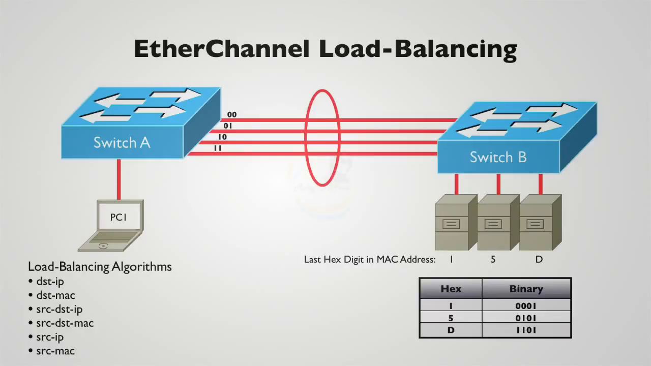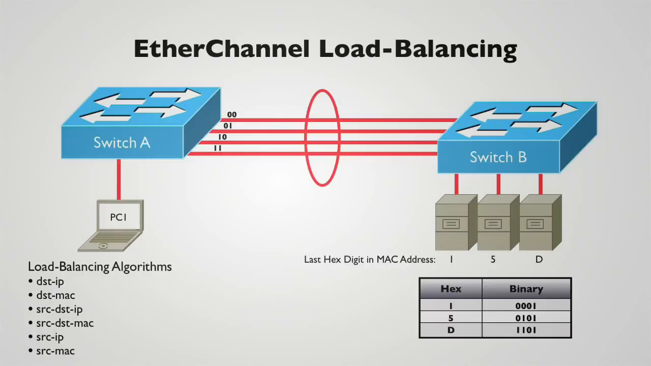Let's imagine in this topology on screen that we're using a destination MAC address, and we've got 3 servers, maybe in a server farm, connected off of switch B. And to make this a bit more readable, I didn't put the full MAC addresses of those servers on screen, but let's imagine that the last hexadecimal digits in those MAC addresses are 1, 5, and D. If you take a look at the hex to binary conversion table, you see that a 1 in hex can be written in binary as 0001, a 5 in hex can be written as 0101 in binary, and a D in hex, that's 13 in decimal, but in binary it's 1101.